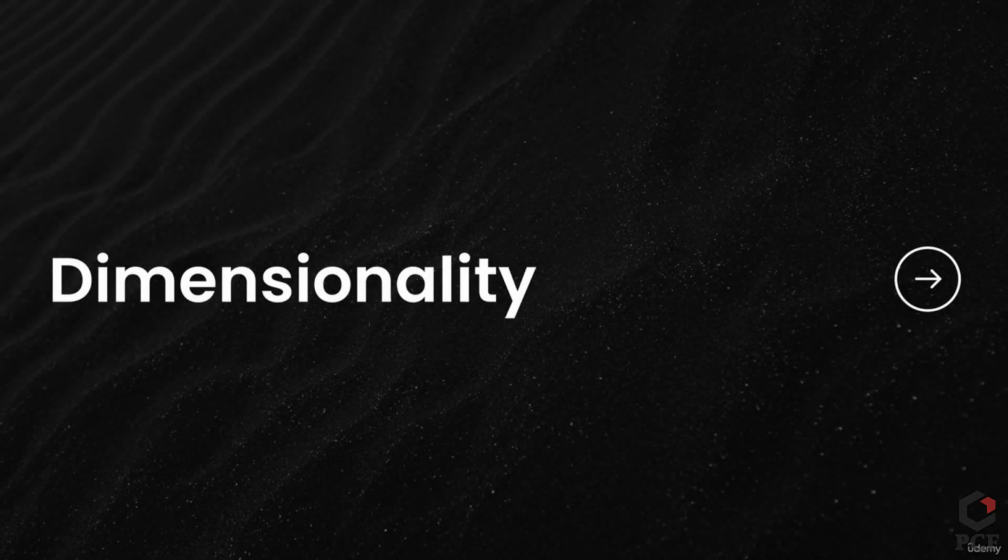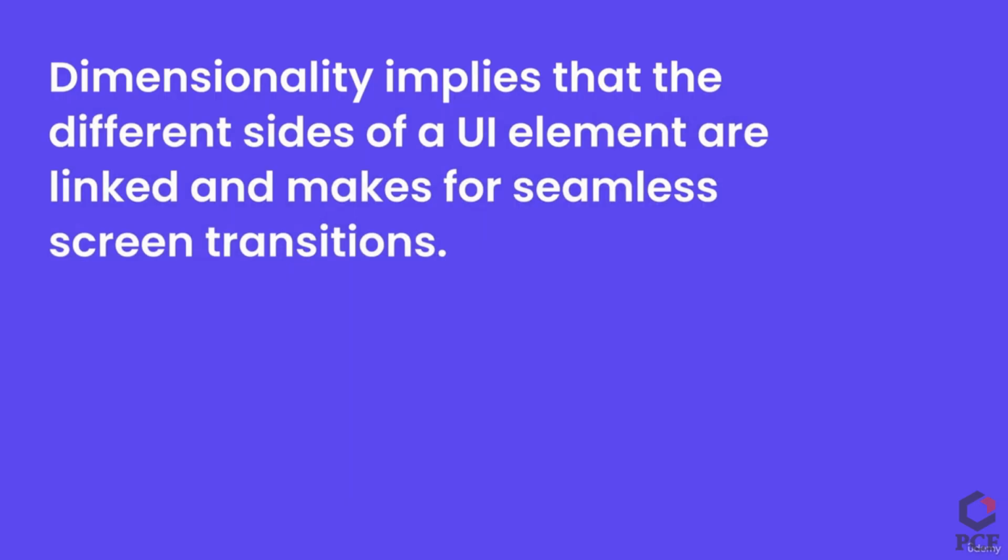Hey everyone, let's talk about dimensionality. So dimensionality implies that the different sides of a UI element are linked and makes for seamless screen transitions. Dimensionality makes it seem as though UI elements have multiple interactive sides, just like objects in the physical world, think like a cube. The behavior is achieved by making elements appear as if they are foldable, flippable, floating, or bestowed with realistic depth properties. Dimensionality provides a powerful way to overcome the flattened non-logic of user experiences.